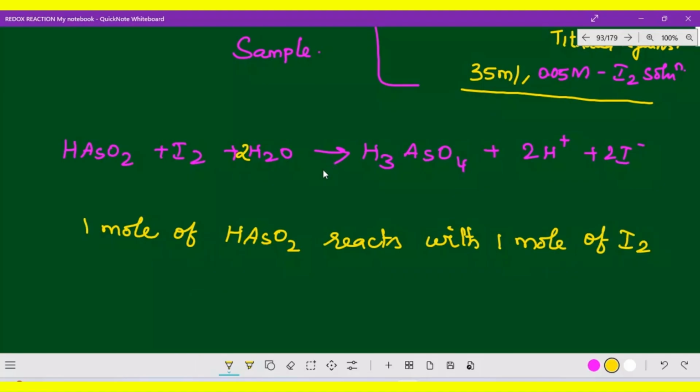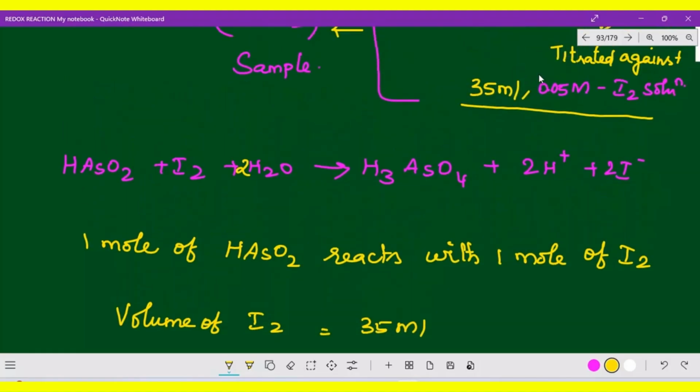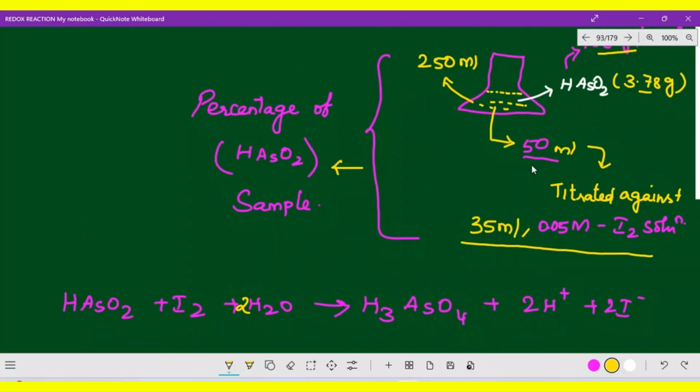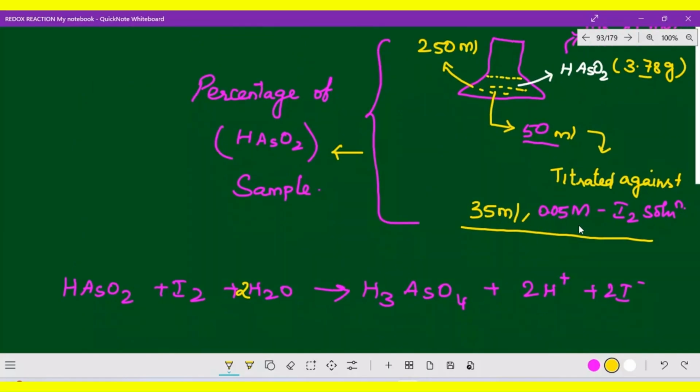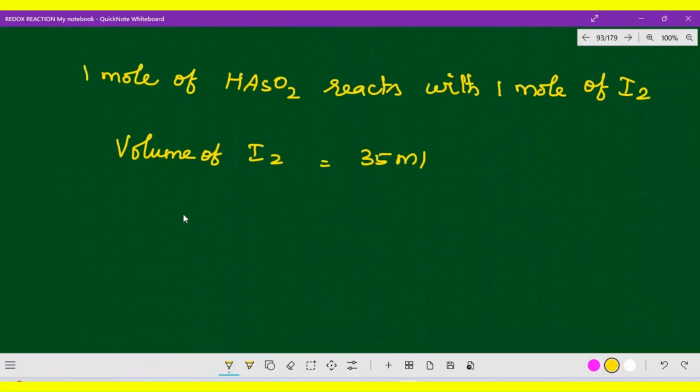Now we just check all the data so that it will be easy for us to identify the answer. Now volume of I2, it is 35 ml. See, you just check this data, I have given it in an easy way for you to understand. So here 35 ml of 0.05 M I2, iodine solution. And the same way, molarity of I2 is 0.05 M.